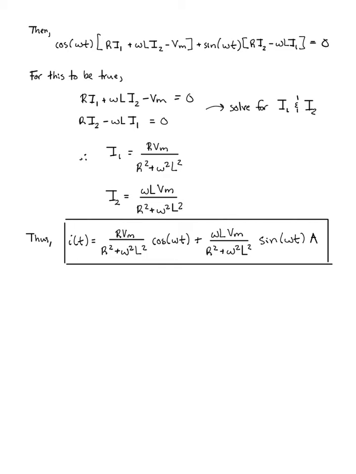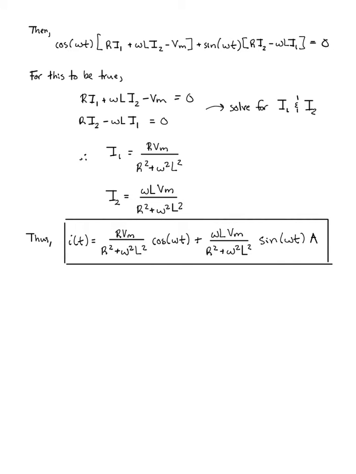So now I can take these two solutions for my coefficients I1 and I2 and sub them back into my expected form of the solution, and this is what I get. I as a function of time equals R Vm over R squared plus omega squared L squared cosine omega t plus omega L Vm over R squared plus omega squared L squared sine omega t.